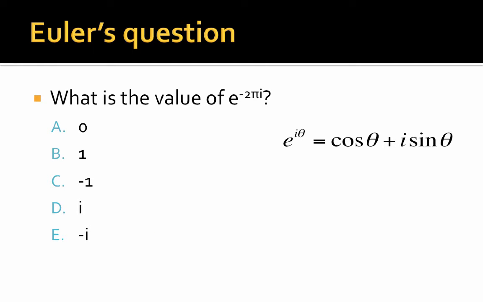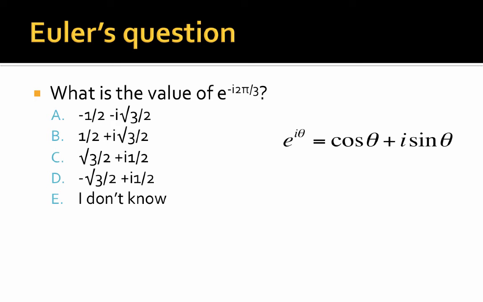And how about e to the minus 2 pi i? Pause. So you'll see that we find cosine theta plus i sine theta. We have cosine of 2 pi and i sine of 2 pi. Sine is 0, cosine is 1. This one's a little bit harder. Take a minute and write it out. See if you can find the correct answer. Pause here.